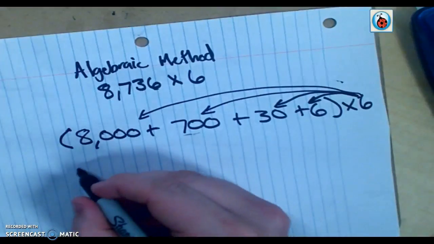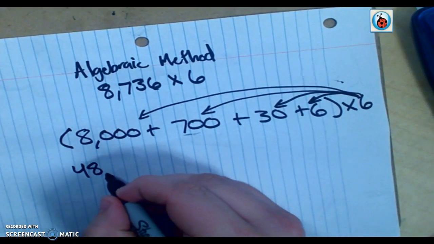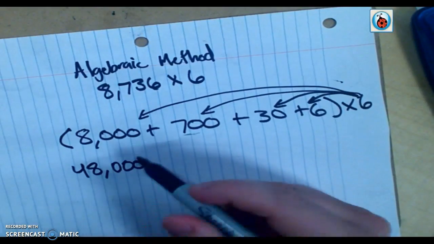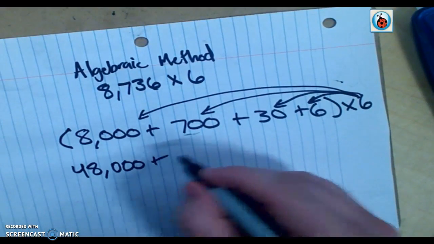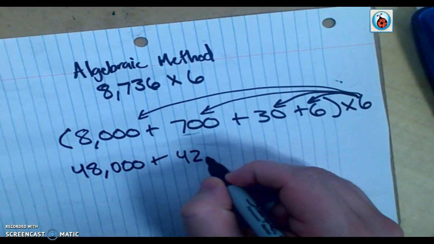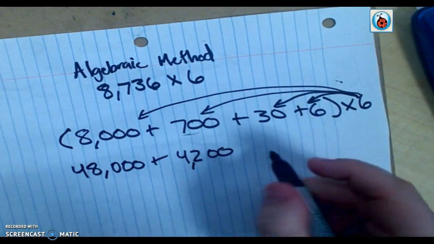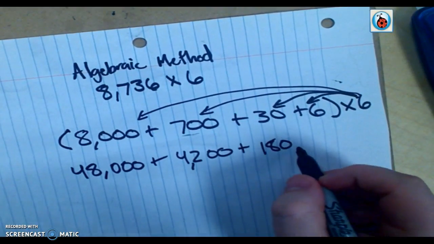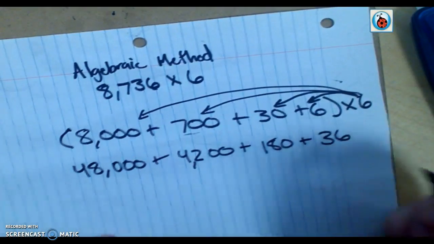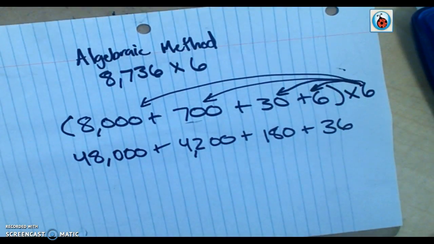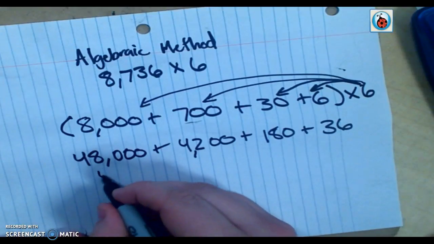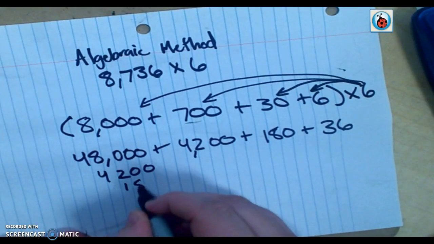So instead of writing these equations, you draw those arrows. So 6 times 8,000 is 48,000, because we multiply by 1,000. 4,200. 18 and 36. So when we distribute those out, we don't have to write the equation, which makes it quicker. When we add those all together, I'm going to line them up because I don't want to make a mistake.